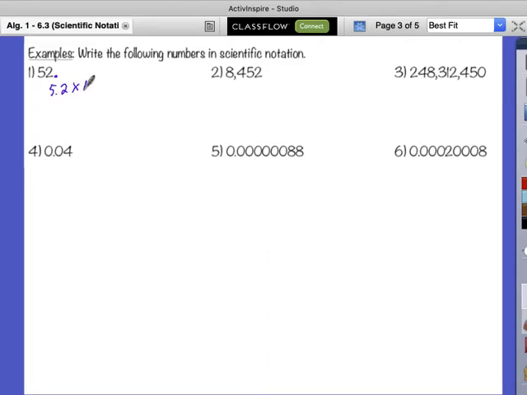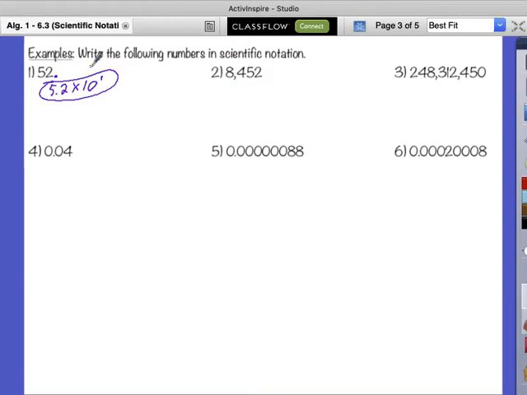Because we're going to say it's 5.2 times 10 to the, well, to go from 5.2 to 52, how many spots would we have to move it? 1. So it's 5.2 times 10 to the first, because to get it back to 52, we'd have to move it 1 spot to the right.